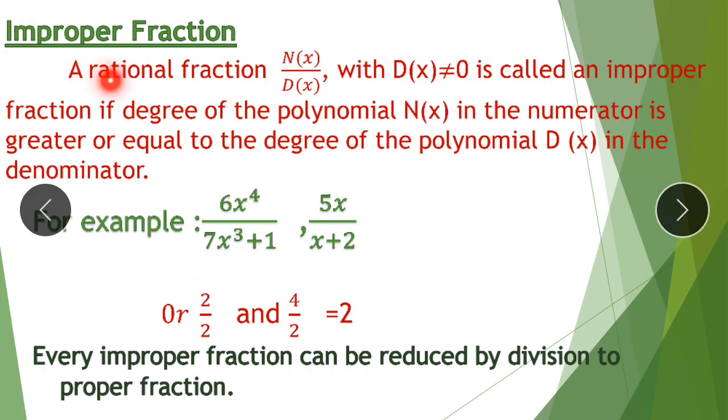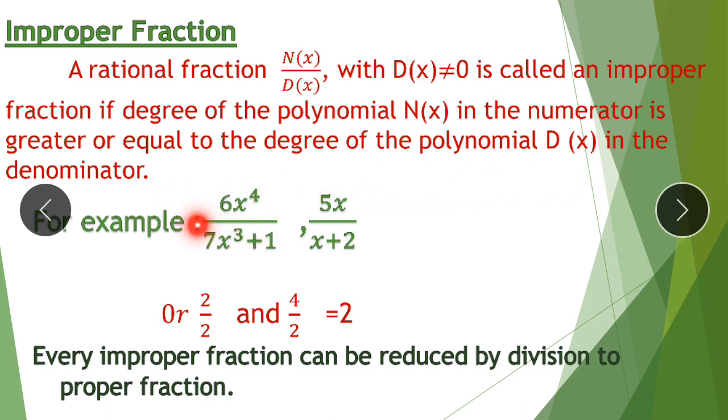Okay, here we have the improper fraction now. A rational fraction where the denominator is not equal to 0 is called an improper fraction if the degree of the polynomial in the numerator is greater than or equal to the degree of the polynomial in the denominator. It can be equal as well.